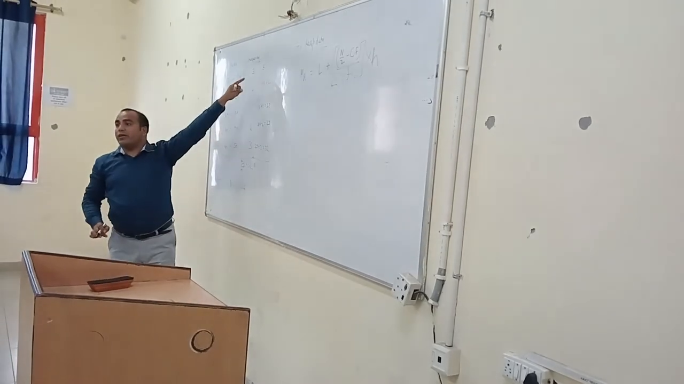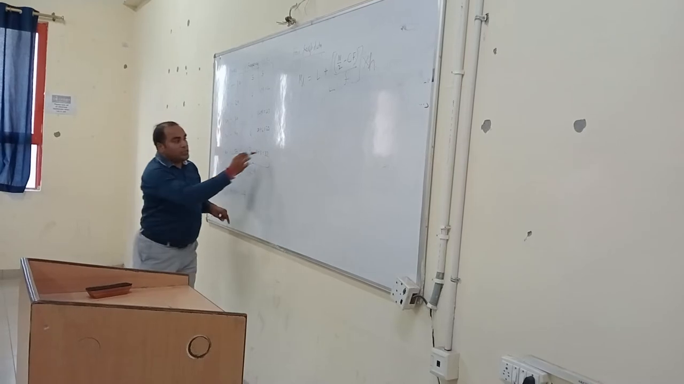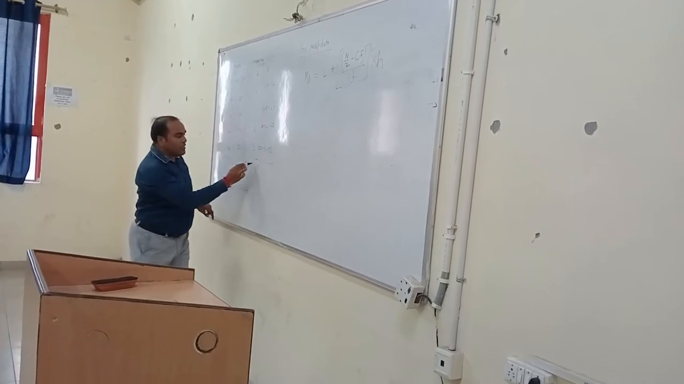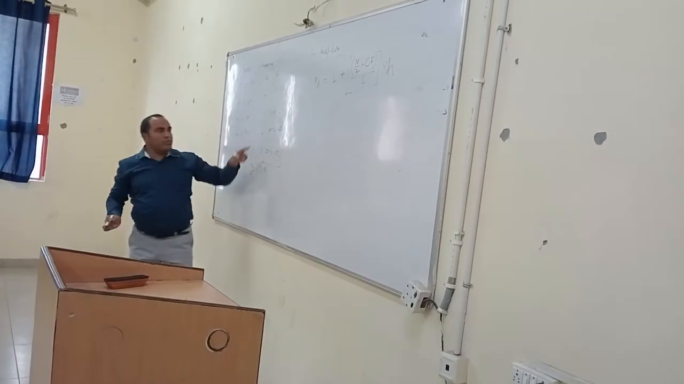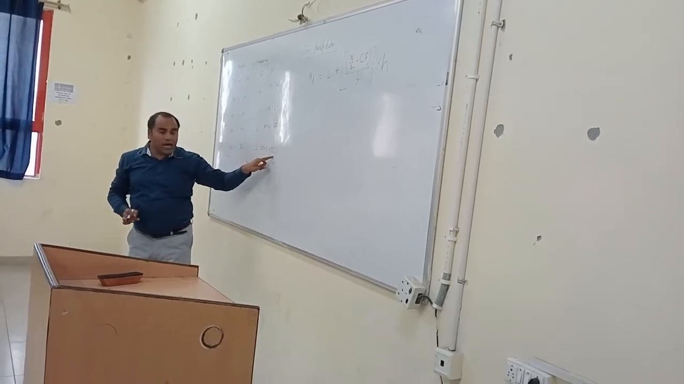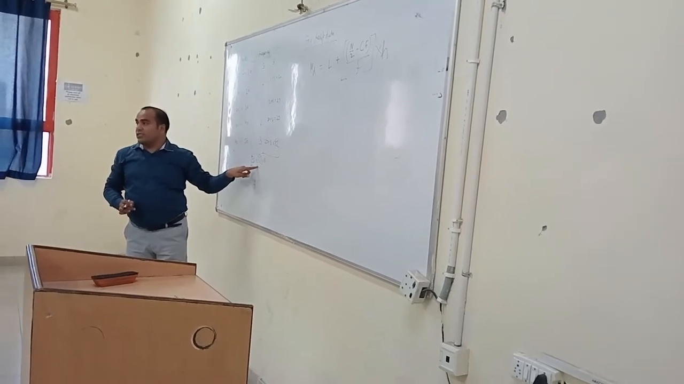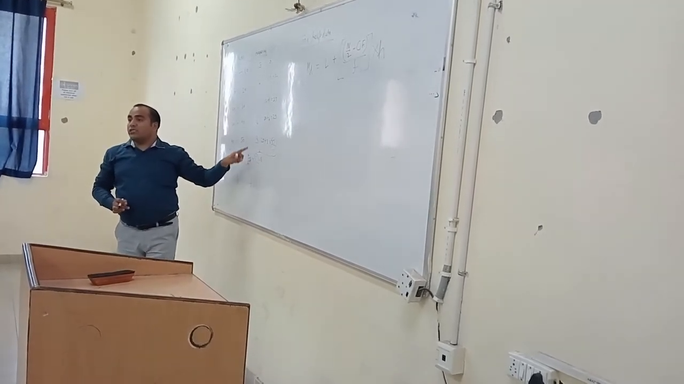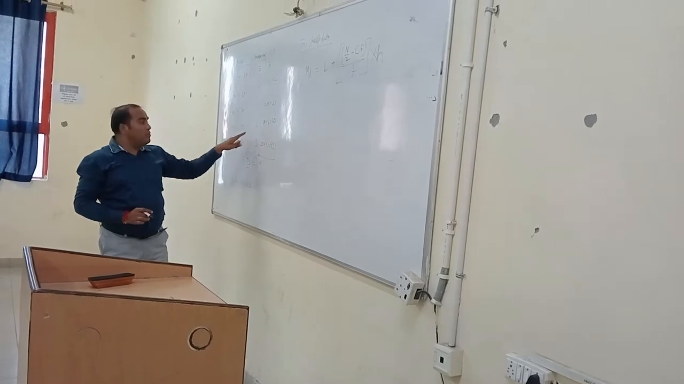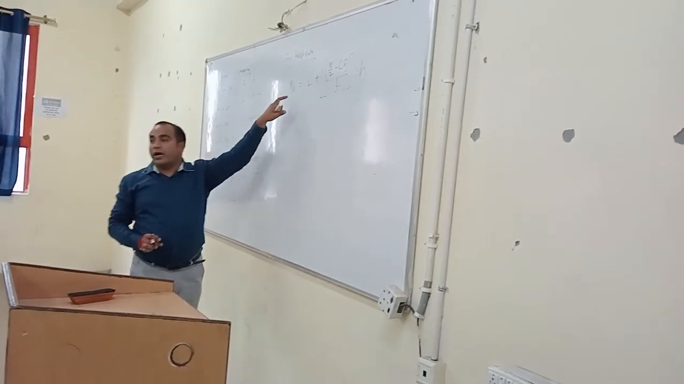Once you are calculating the cumulative frequency, if this last value is not equal to the total frequency, that means you are doing something wrong. So this last value should be equal to the total frequency. Once you have obtained this table, then you have to think about the formula.